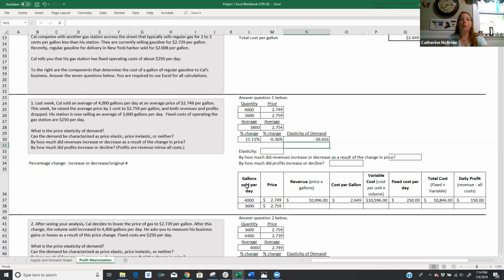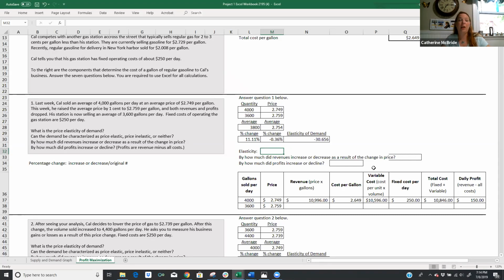When we look at elasticity, what I want you to ask yourself is, is it elastic or inelastic? If it's elastic, that means that if we change the price, the quantity will also change. If it's inelastic, it means that if we change the price, the quantity doesn't change. So when we change our price, does the quantity change? And then you're going to have to answer, how much did the revenues increase or decrease as a result of the change in price? And how much did profits increase or decrease?